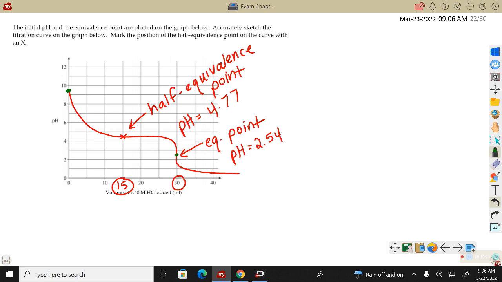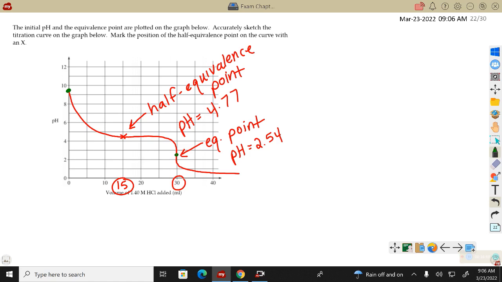All right, so at the equivalence point, that's where I'm going to see that big jump in pH. This time it's going to be a big jump lower. I've gone beyond the equivalence point, and there's excess acid, so the pH is going to drop substantially around the equivalence point. So I'm going to start at a pH of 10.